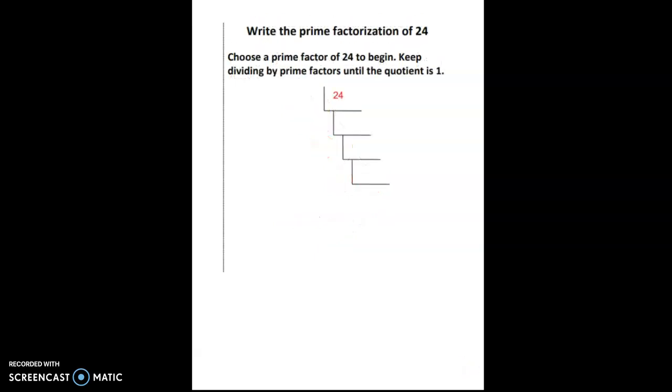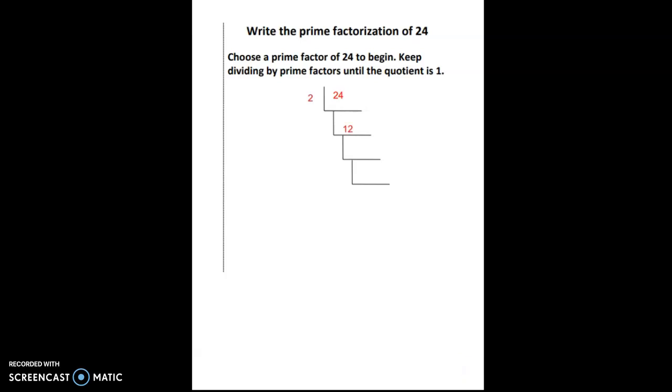We can do the same thing with the ladder method with the number 24. The ladder method is different because you divide by prime factors until you get to 1. First, I always start with the smallest prime number, 2. If the number's even, we divide by 2. 2 goes into 24, 12 times.